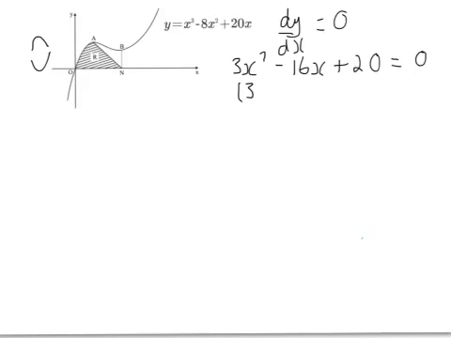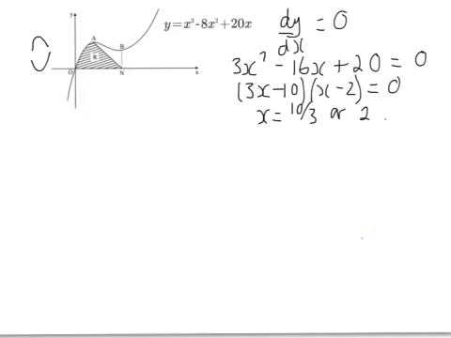It looks to me like it will factorise okay. Let's factorise that. And therefore x is coming out as 10 over 3 or it's coming out as 2. So 10 over 3 is bigger than 2, isn't it? So I reckon this one here must be coming out as 2, and this one here is coming out as 10 over 3. Do you remember we said the next trick was to decide that we were going to integrate something?